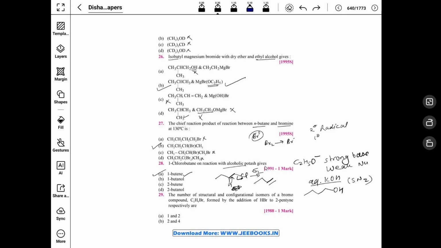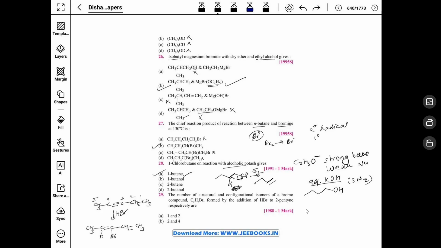Question number 29. This question is very important. HBr addition to 2-pentyne. So let's draw the structure of 2-pentyne. Okay, so this is the structure of 2-pentyne on reaction with HBr. So there is a possibility that the proton can go at this or at this.